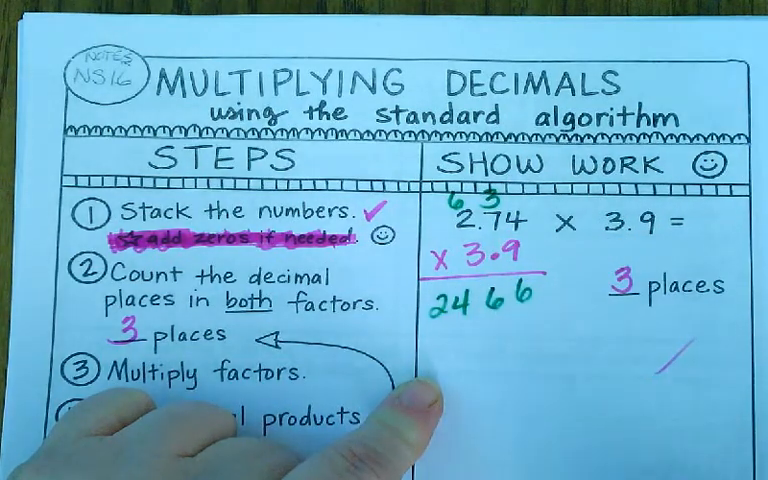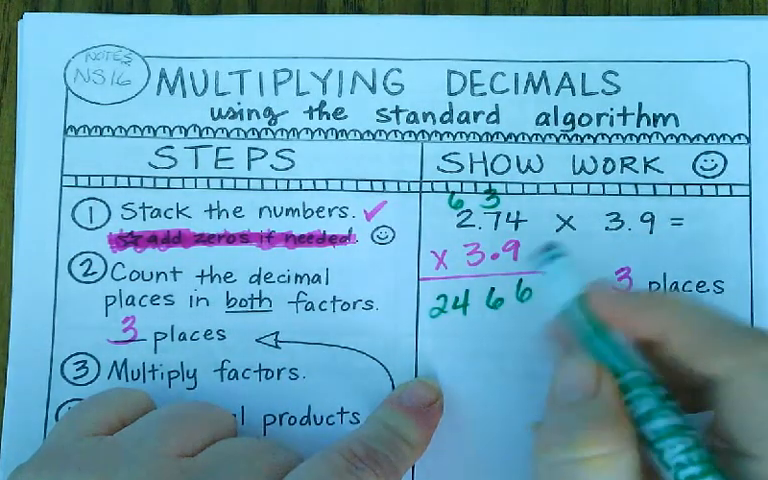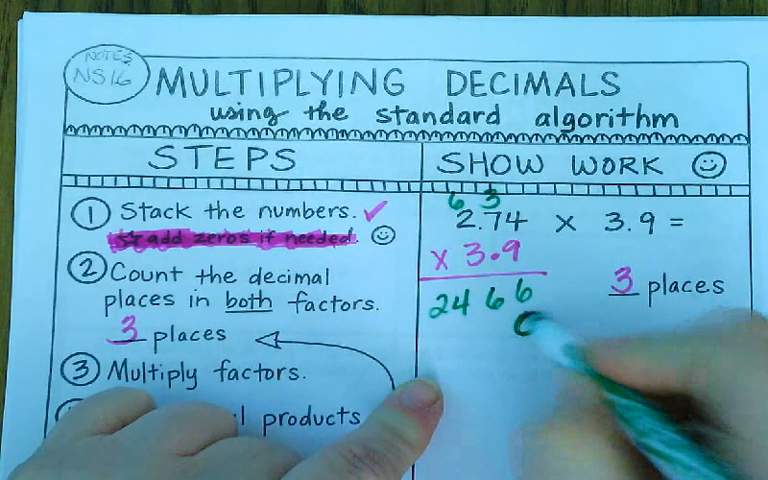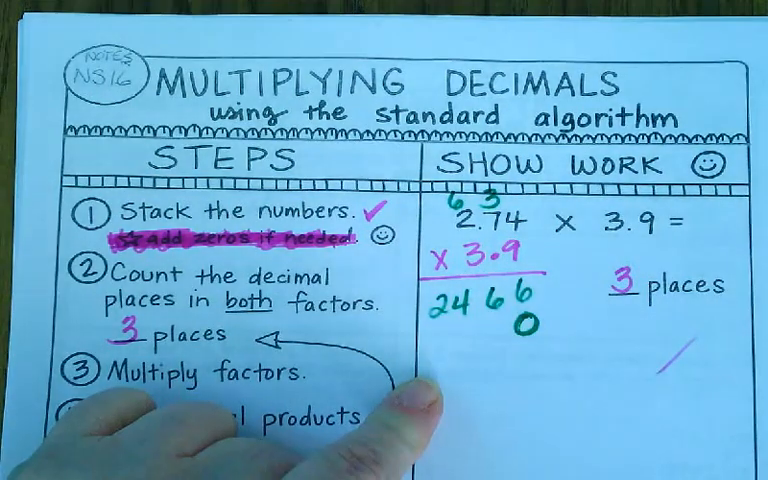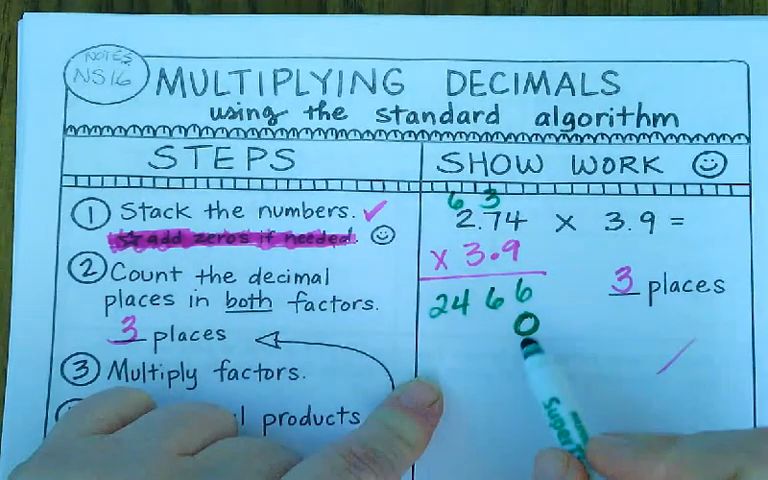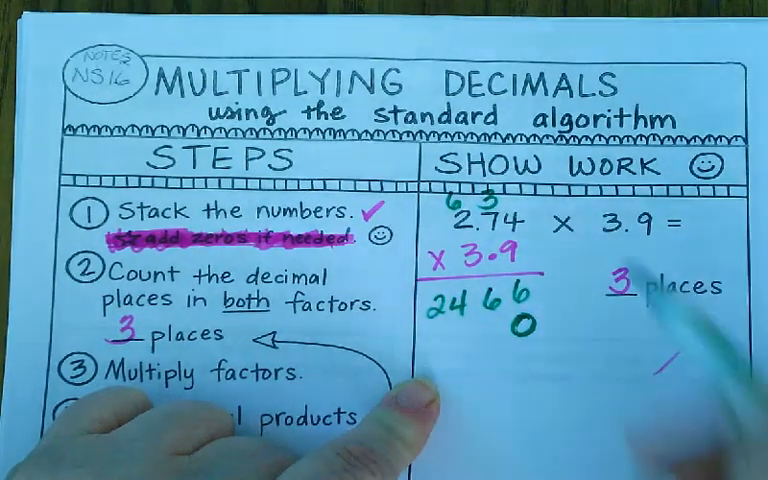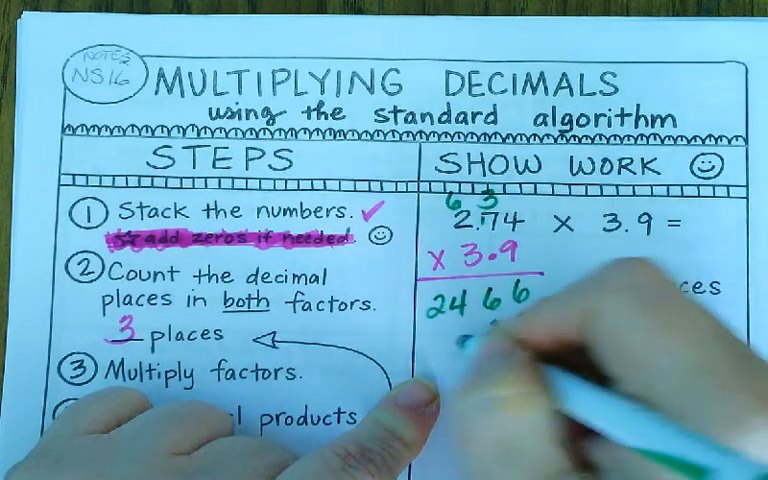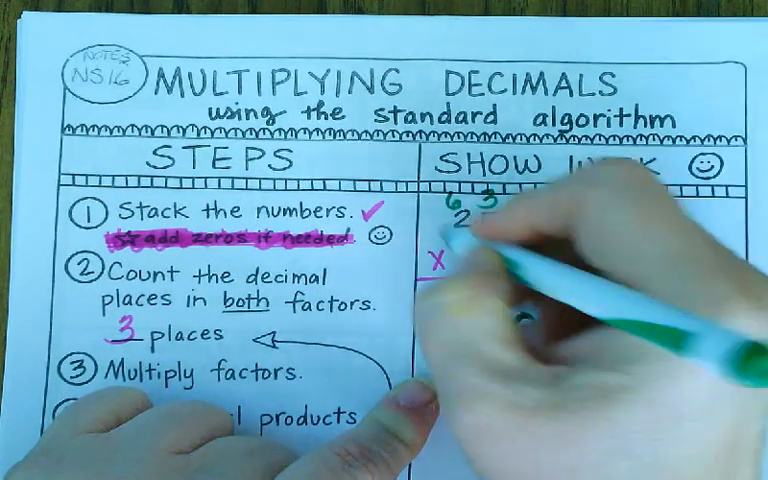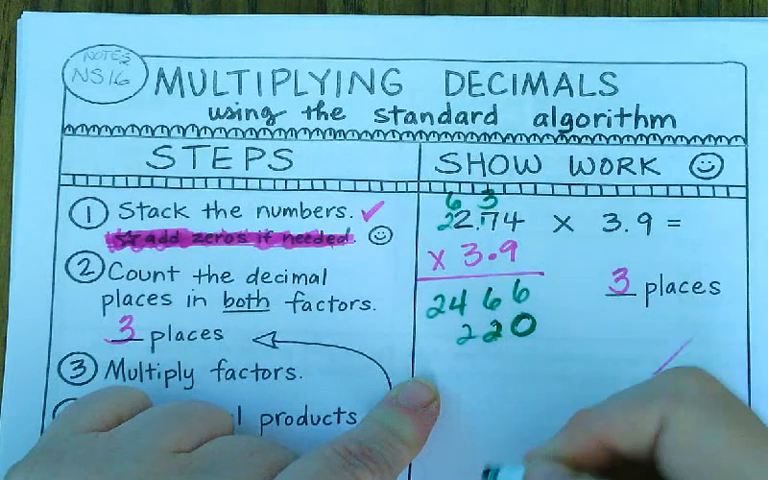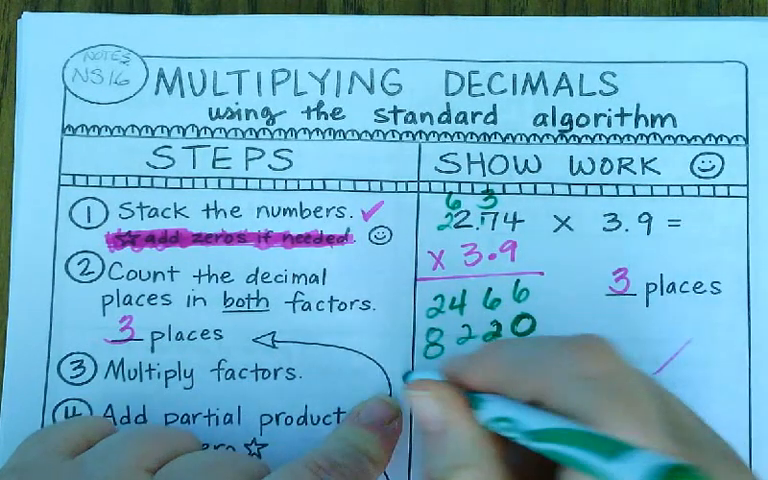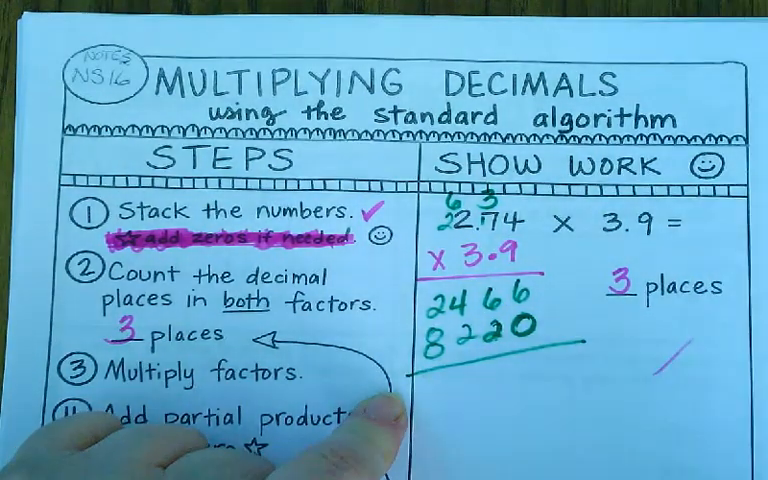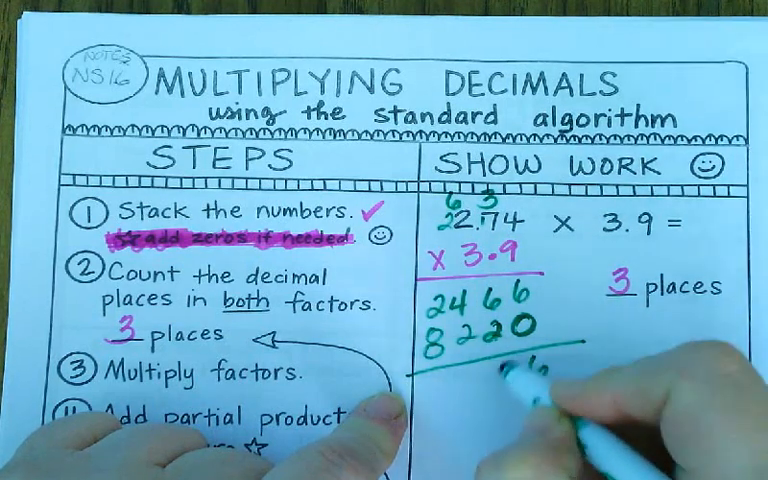Okay, now we're going to move over to the 3, which means we have to put a 0 here because that 3 is in the tens place. So we stick that 0 to move everything over. 3 times 4 is 12, so we carry the 1. 3 times 7 is 21, plus 1 is 22. And 2 times 3 is 6, plus 2 is 8. So now we've got 6, 8, 6, 10.